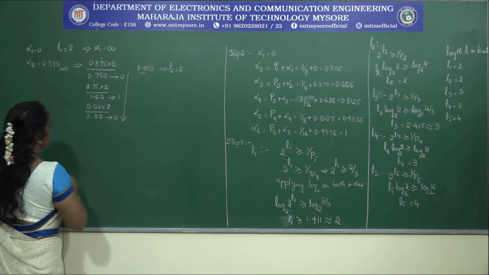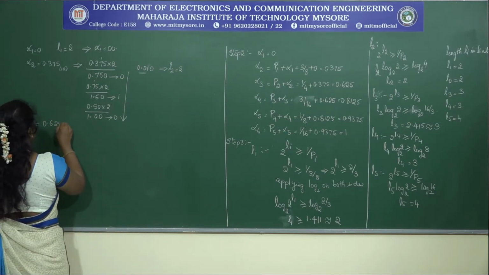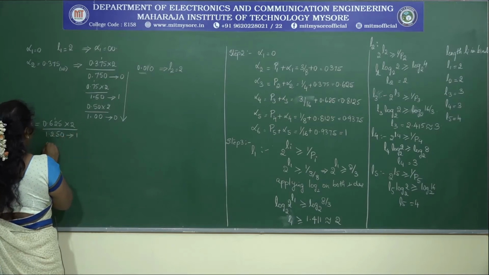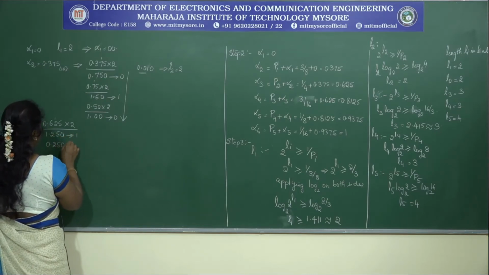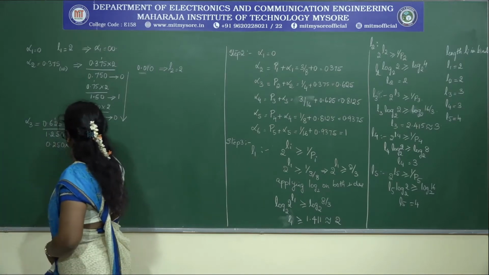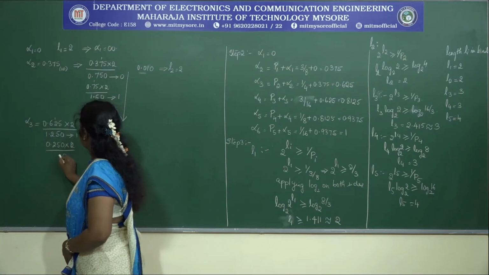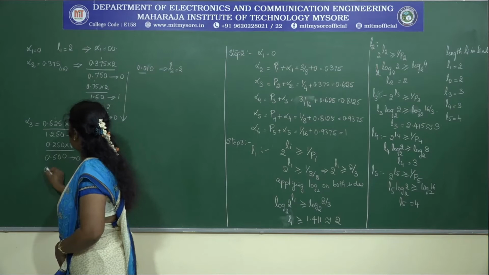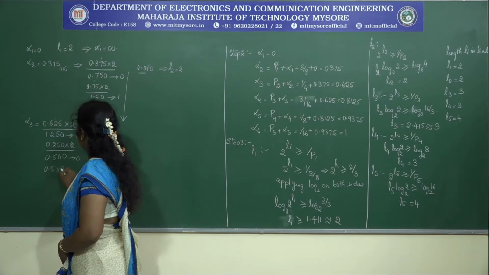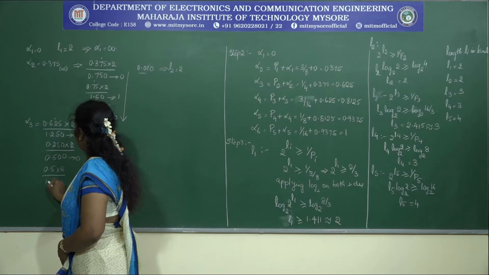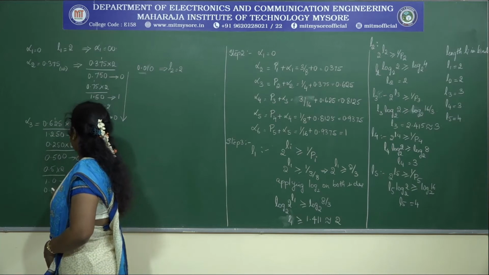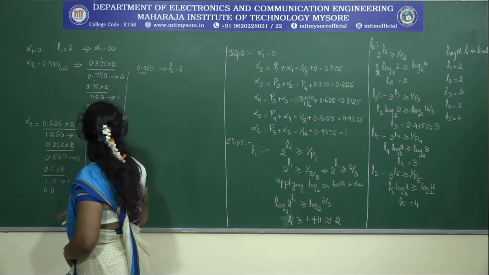Alpha 3 is 0.625. So 0.625 multiplied by 2, the remainder value is 1. Then 0.250 into 2, the remainder is 0. Then 0.5 into 2 is 1.0, the remainder value is 1. So now we will be getting 0.101. So this is for alpha 3.